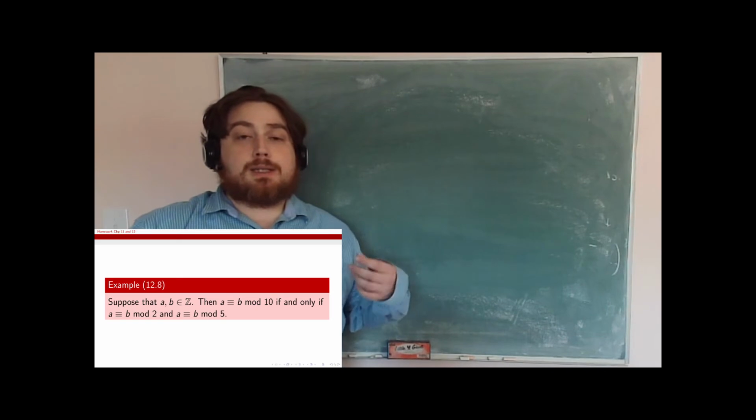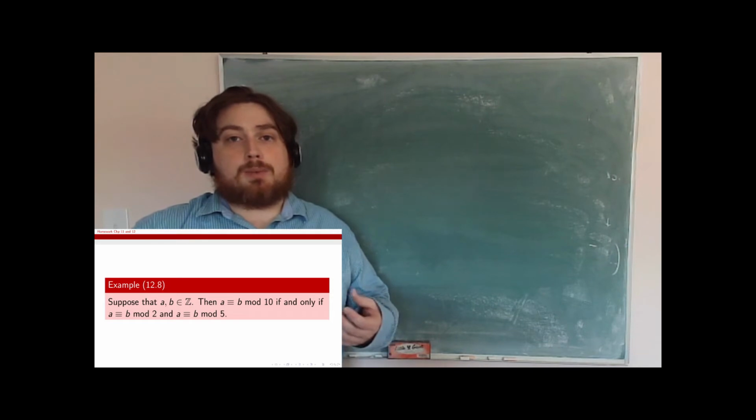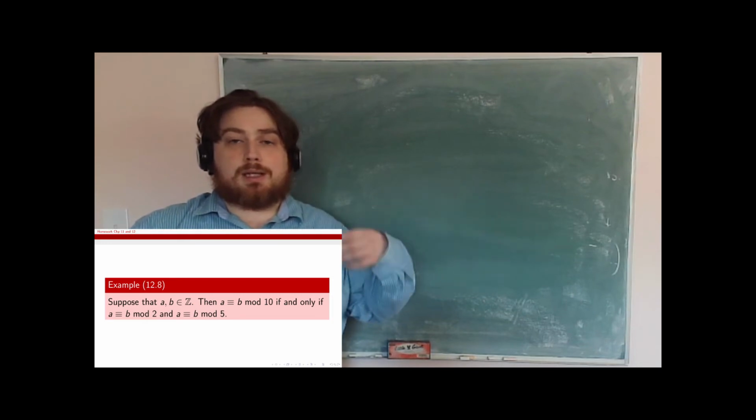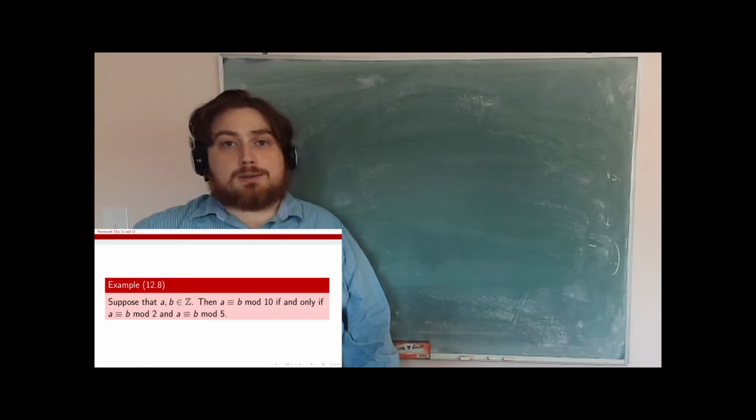Alright, so now what we have is an if and only if proof, and what I want to show is that a is congruent to b mod 10 if and only if a is congruent to b mod 2 and a is congruent to b mod 5. So if you recall, an if and only if is a proof that we have to do in both directions. We have to do if this, then that, and if the then part, then the if part, and so we have to do both directions.